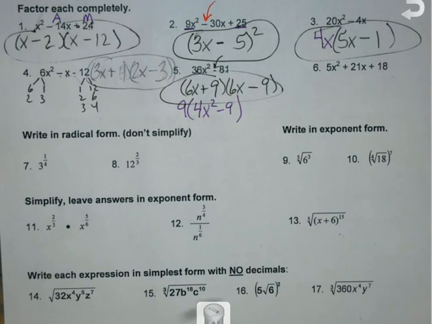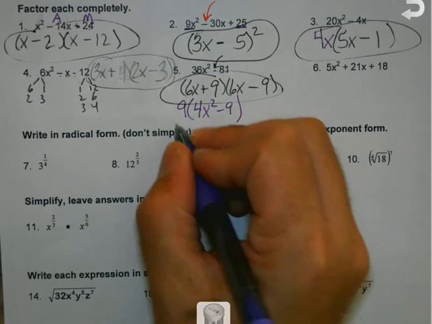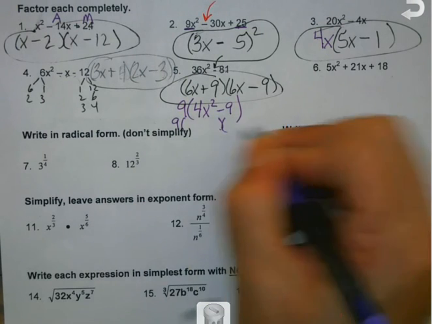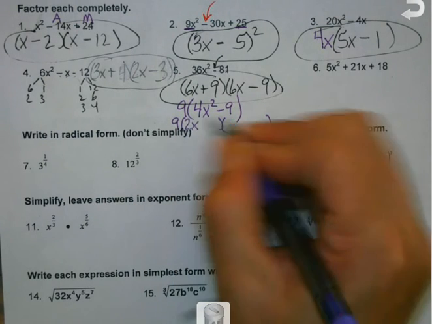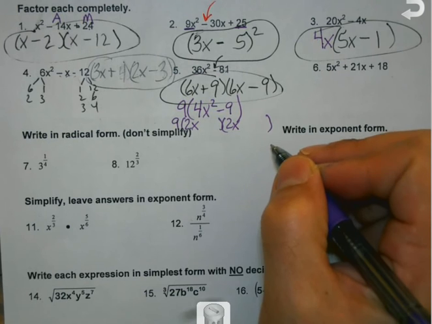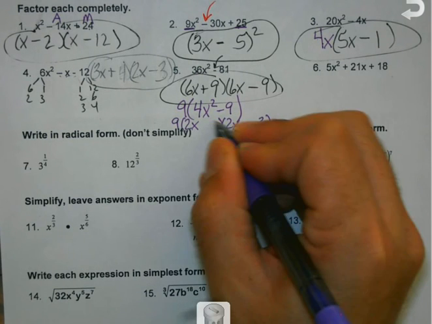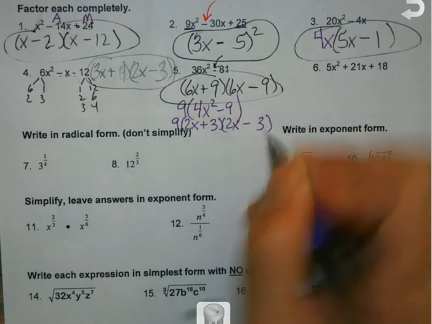Oh, and it does. Because now I can square 2x to get 4x squared. I can square 3 to get 9. Okay.